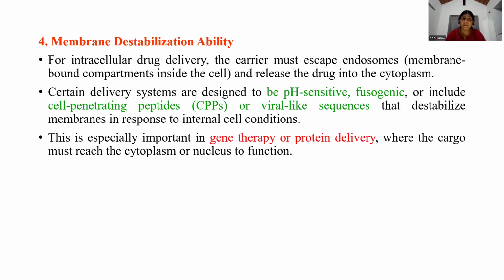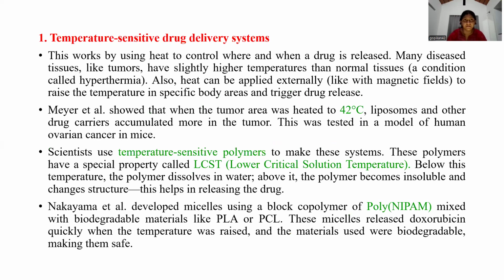The next one is membrane destabilization ability. For intracellular drug delivery, the carrier must escape the endosomes and release the drug into the cytoplasm. Certain delivery systems are designed to be pH sensitive, fusogenic, or include cell penetrating peptides or viral sequences that destabilize the membranes in response to cell internal conditions. This is especially important in gene therapy and protein delivery, where the cargo must reach the cytoplasm or nucleus to function. So, we'll next discuss the various physical approaches for drug targeting.